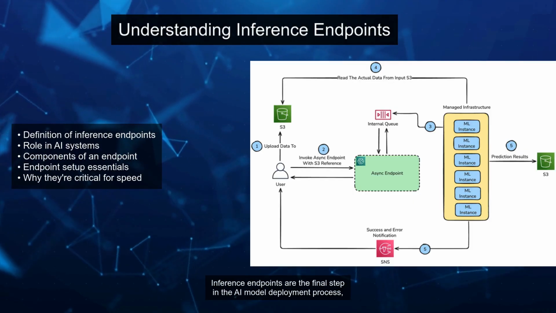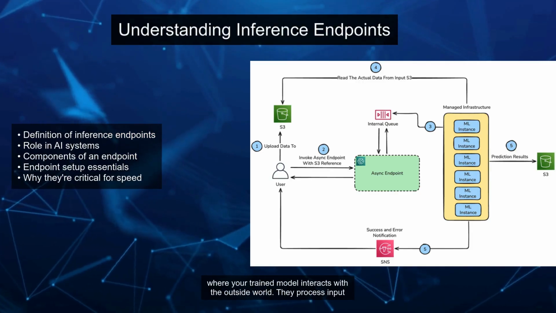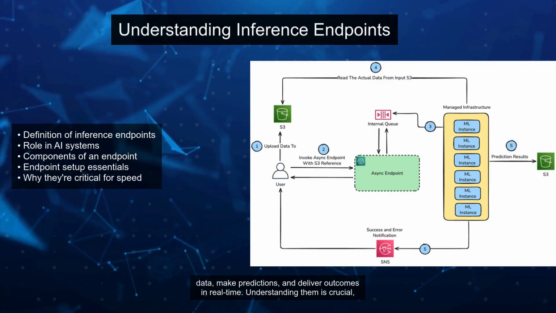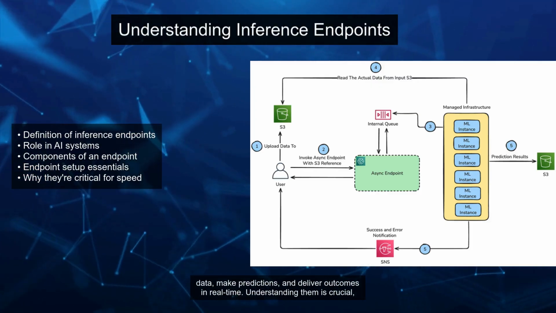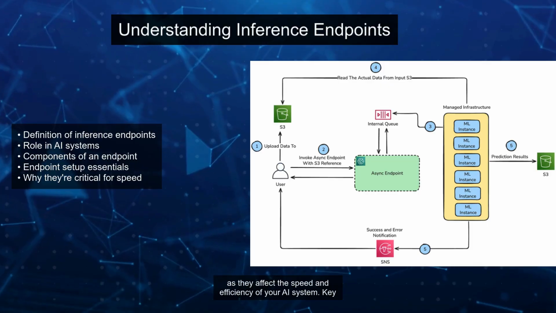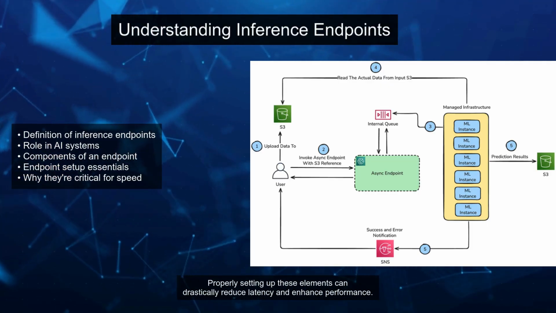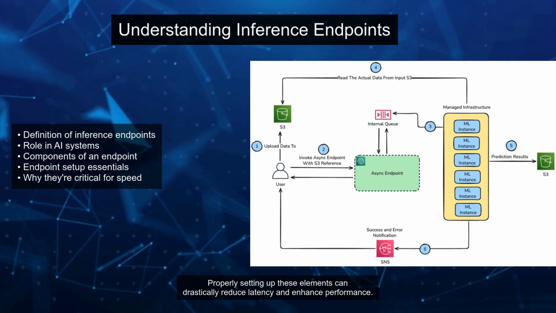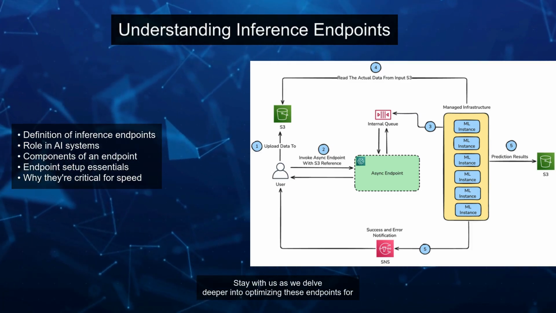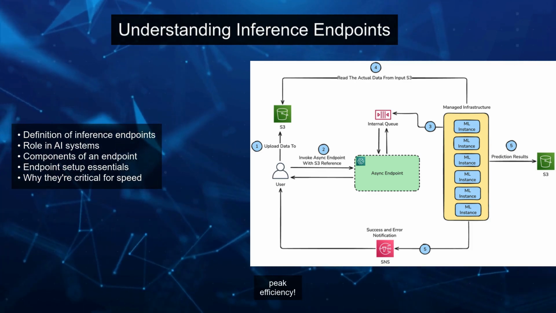Let's get started. Inference endpoints are the final step in the AI model deployment process, where your trained model interacts with the outside world. They process input data, make predictions, and deliver outcomes in real time. Understanding them is crucial, as they affect the speed and efficiency of your AI system. Key components include the model itself, the server environment, and the API configuration. Properly setting up these elements can drastically reduce latency and enhance performance. Stay with us as we delve deeper into optimizing these endpoints for peak efficiency.